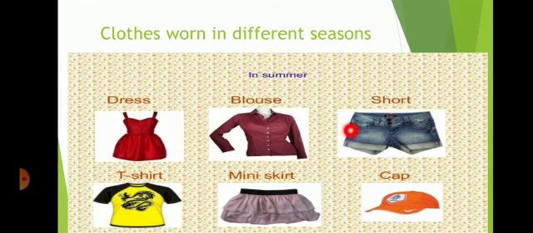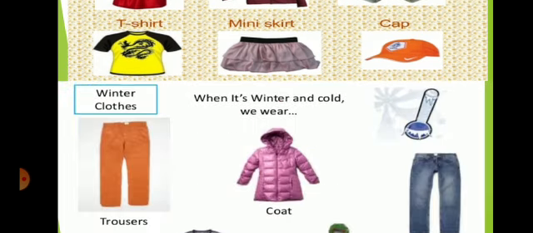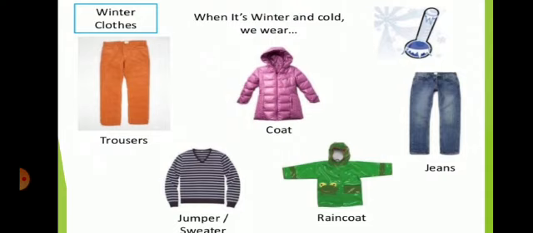We wear cotton clothes that keep us cool, because we should wear only cotton dress in summer. In winter, we wear clothes that keep us warm, such as sweater. See, in winter, we wear this type of clothes: sweater, coat, jeans. These types of clothes we wear in winter. It keeps us warm in winter season.